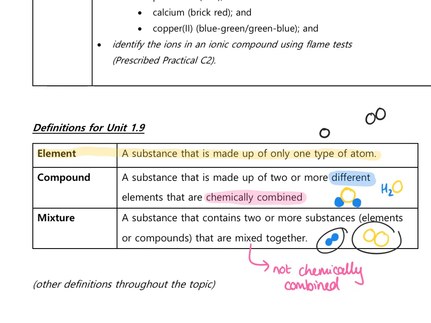And then a mixture is a substance that contains two or more substances, elements or compounds, or a mixture of both, that are mixed together but they're not chemically combined. We will make quite a few other definitions, and there's other definitions that are mentioned in your specification on the front page, on page 1, but we will meet those throughout the topic.